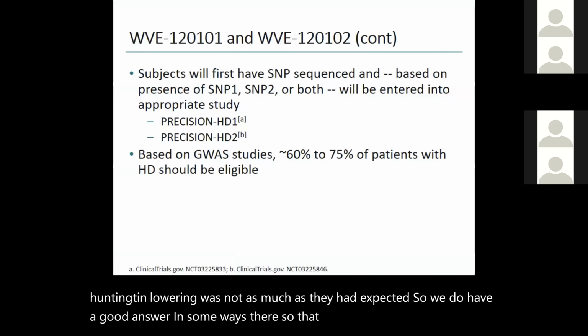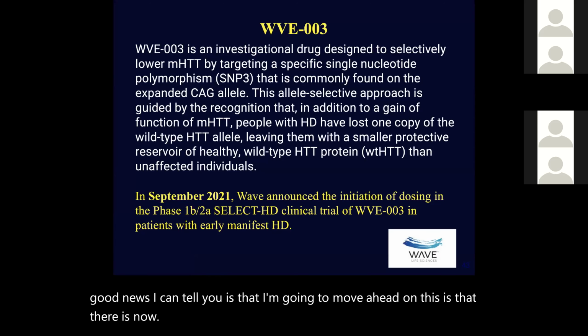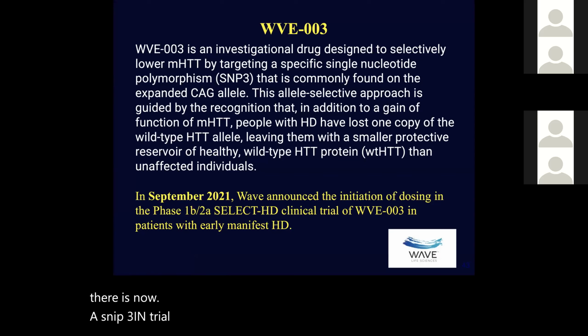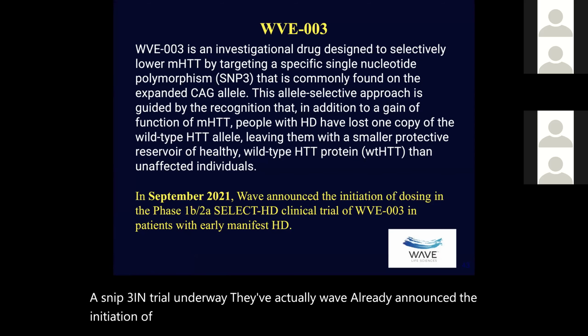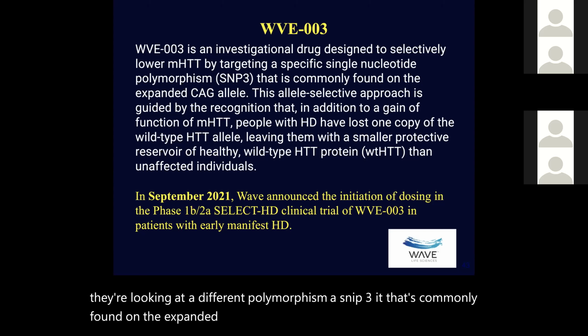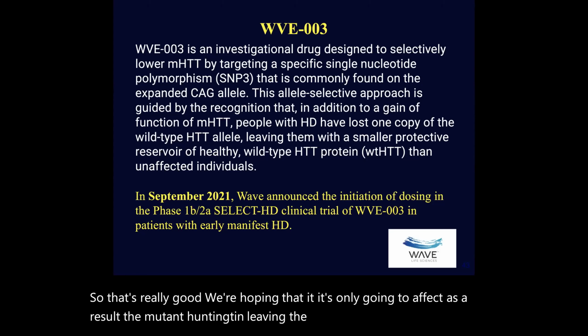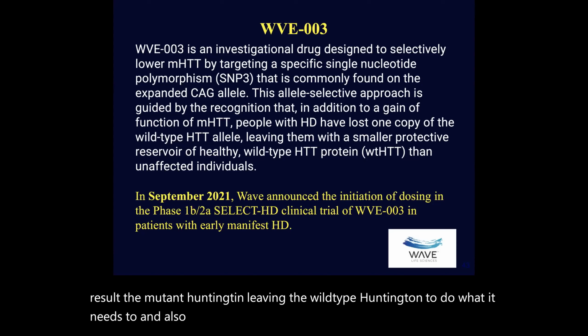So that was helpful. The very good news I can tell you is that there is now a SNP3 trial underway. WAVE already announced the initiation of dosing in that phase 1b/2a SELECT-HD clinical trial. And there they're looking at a different polymorphism, a SNP3 it is, that's commonly found on the expanded CAG allele. So this is also going to be an allele specific approach. So that's really good. We're hoping that it's only going to affect, as a result, the mutant Huntington, leaving the wild type Huntington to do what it needs to, and also protect patients more than just indiscriminately lowering all of the Huntington.